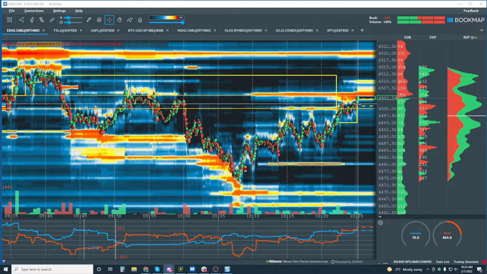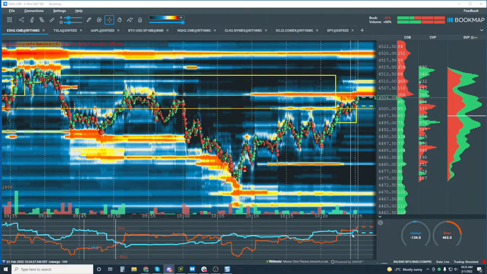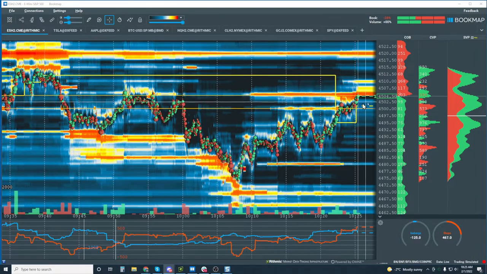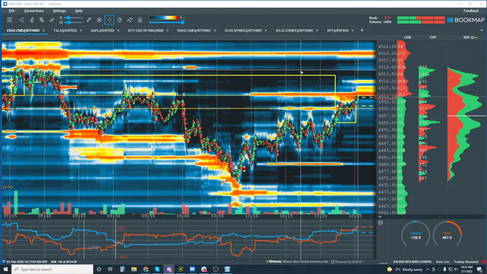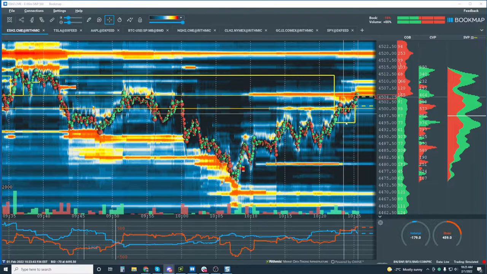Okay, so here come the buyers, right? And they're going to trade up into that 45.05. But that's it. Now we should see some stop runs up here as well. There we go. There's our move.